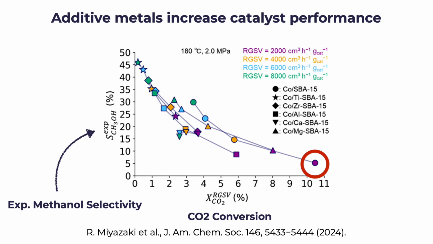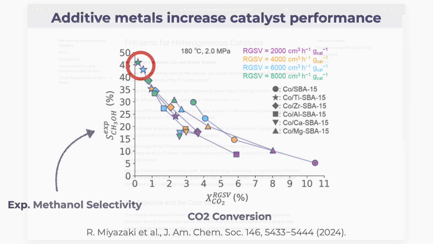Cobalt nanoparticles on pristine silica had the highest CO2 conversion, but produced mostly methane, while cobalt on titanium-modified silica had lower conversion, but higher selectivity toward valuable oxygenates like methanol.